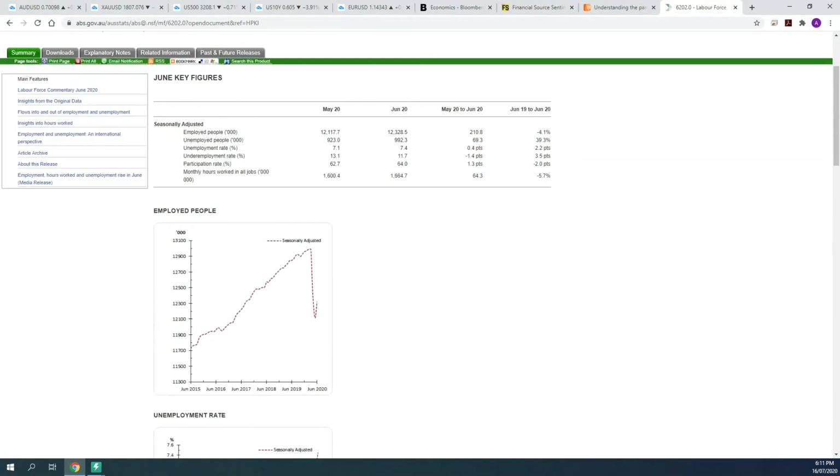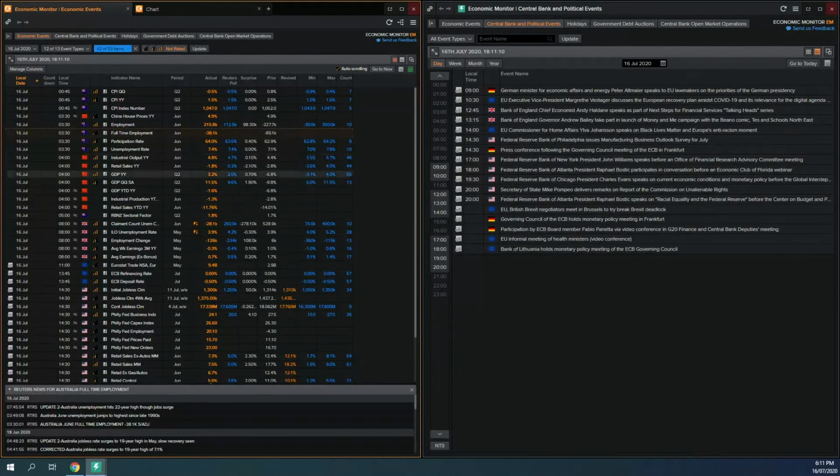So it's always just the difference between the two. If you want to know what your full-time or part-time is, it's just the difference between your normal headline employment and your full-time employment.